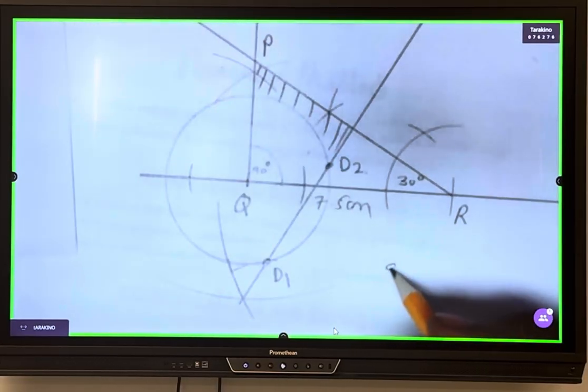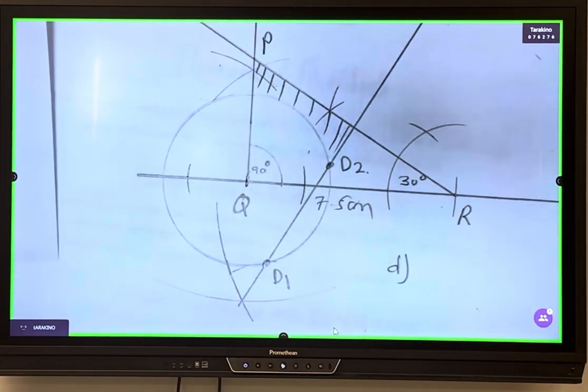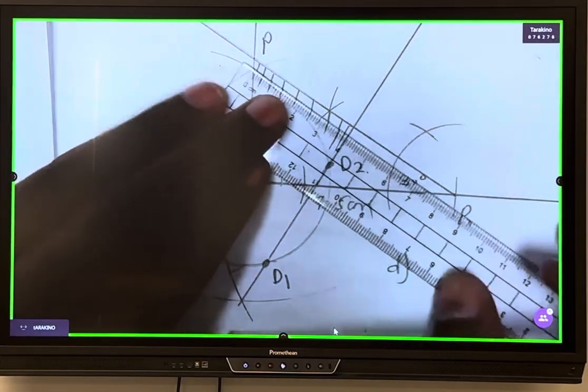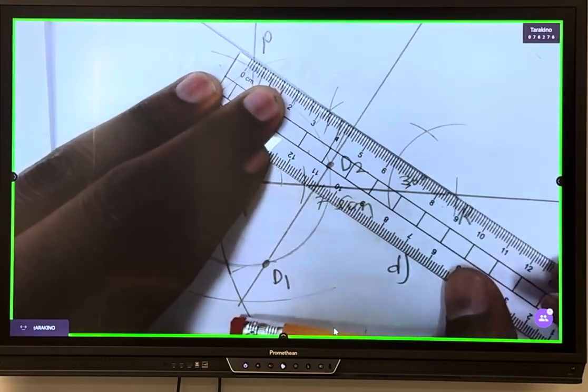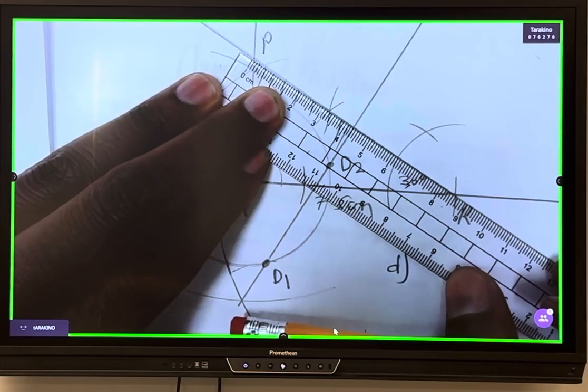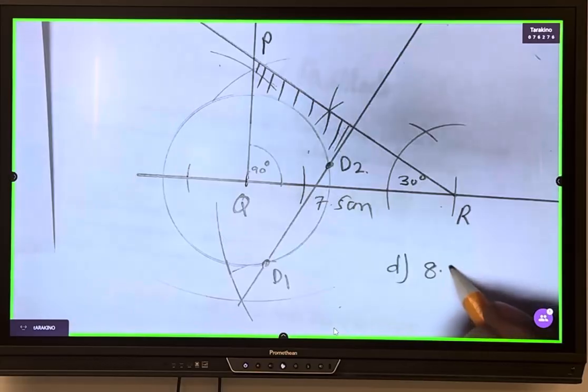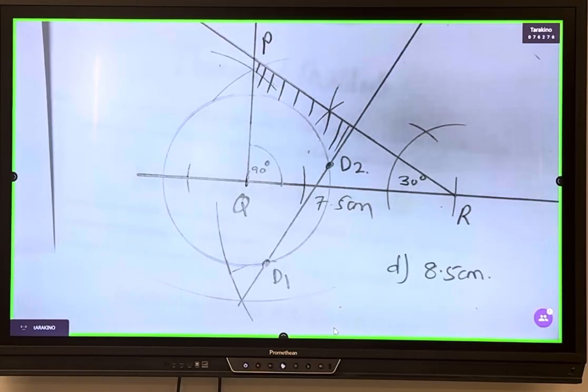The last part: measure and record the length of PR. So PR from here to there, I'm getting 8 point, let me see, that's 8.5. So it's 8.5 centimeters. Then we are done.